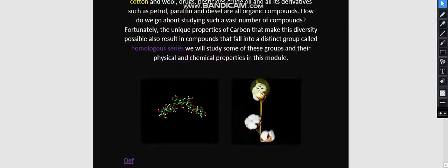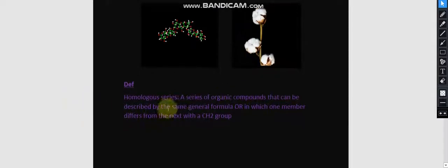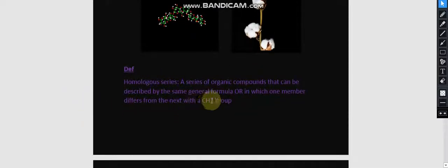What you see here is a picture of cotton, and over here is the molecular structure of that. Let's look deeper into what we mean by homologous series. A homologous series is a series of organic compounds that can be described by the same general formula, as you will soon understand, or in which one member differs from the next by a CH2 group.